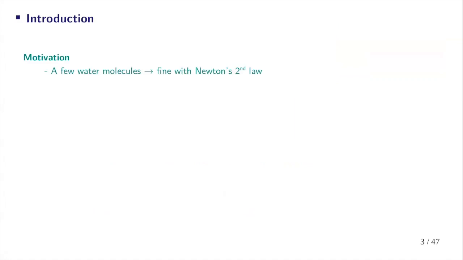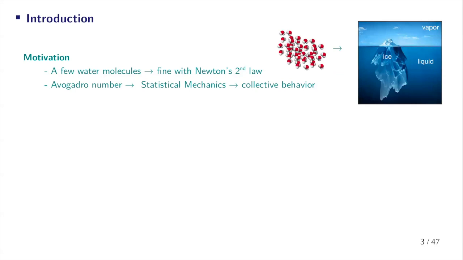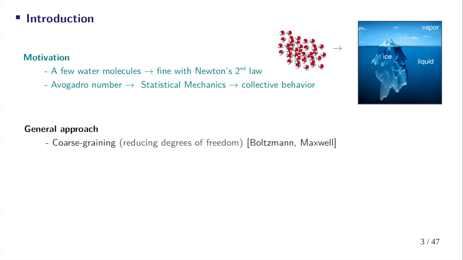And so where are we? What is the field we're talking about? We're talking about statistical physics here. So I start with a very broad introduction. We would like to describe systems with a lot of particles. When you have a few water molecules, you can find the behavior with Newton's second law, but with an Avogadro number it doesn't work anymore, so you have to resort to statistical mechanics to better understand the collective behavior and predict the emergent behavior of the system. This is what you do if you want to understand the phase transitions between vapor, liquid, and ice for water. And what is the general approach?